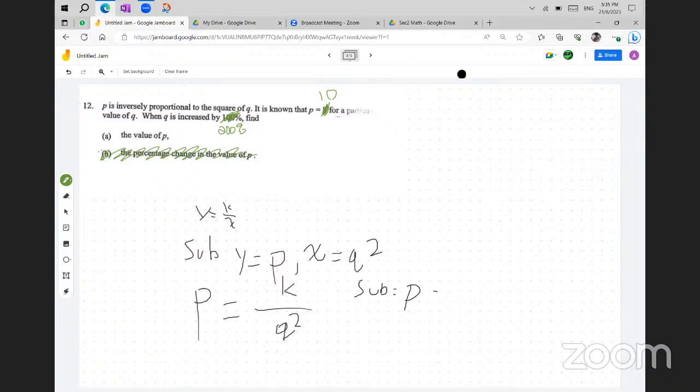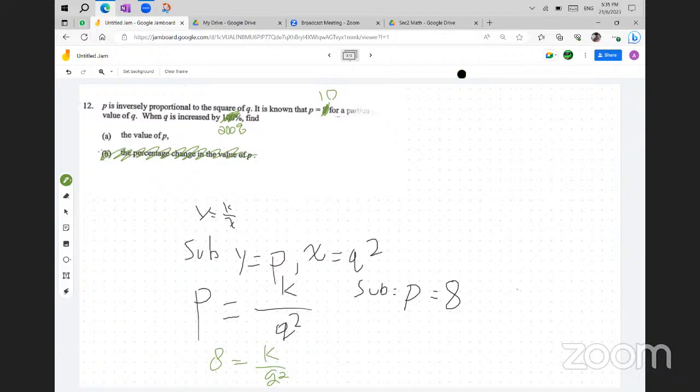Tell you what, so that you don't torture yourself, you tell me what you want to write and I'll write it down for you. For today, that's how we do it. It'll be faster that way. Okay, sub P equals 8, so I'm going to do that for you. 8 equals k over q squared. Then what else do you want?